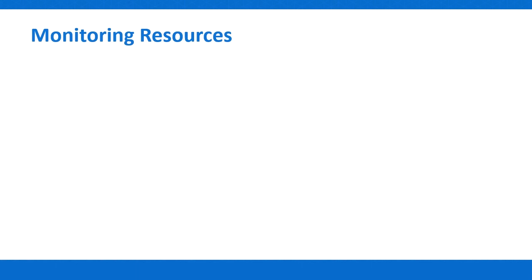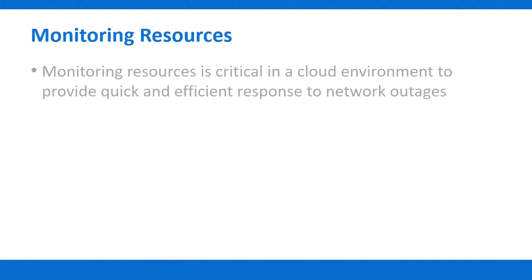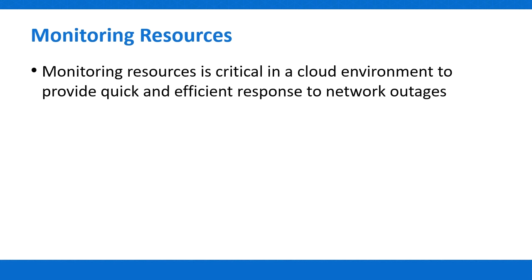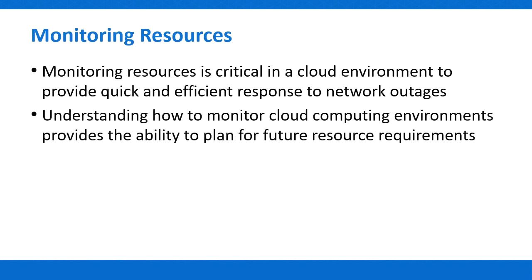In any environment that we find ourselves in, monitoring resources is going to be a key component. And certainly in a cloud environment, it is critical. We have so many resources that it's critical for us as administrators to know what's happening with those resources. So it says here that monitoring is critical to provide quick and efficient responses to network outages. It also helps us, though, to identify that network outages might be coming in the future.